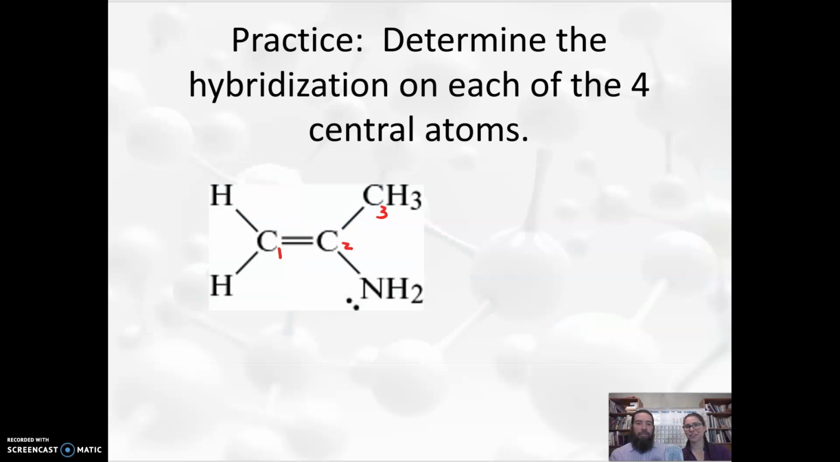And here's some practice for you. Determine the hybridization on each of the 4 central atoms. I've marked the carbons as carbon 1, 2, and 3, and the nitrogen is also a central atom. So pause the video and give this a shot.